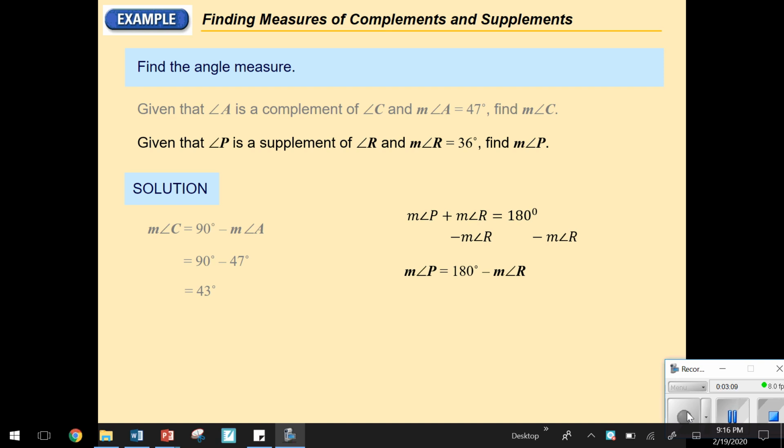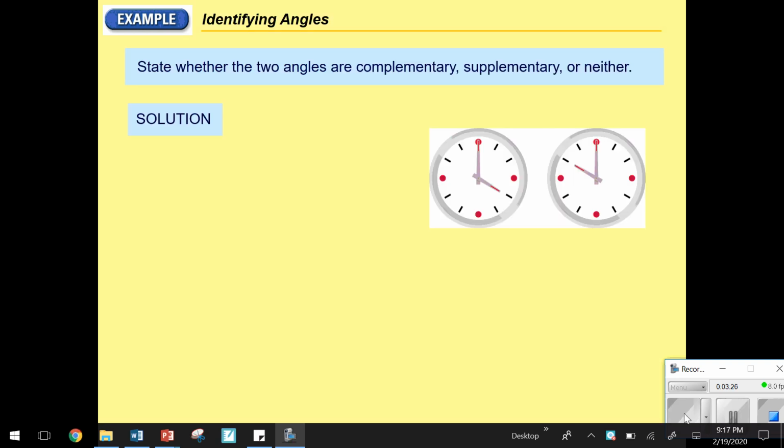Okay, at this time I want you to substitute in and pause the video. So go ahead and pause the video here, finish up the rest of this problem, check your answer, see if you got the right thing. Okay, hopefully you did 180 minus 36 and got 144. On to the next slide.